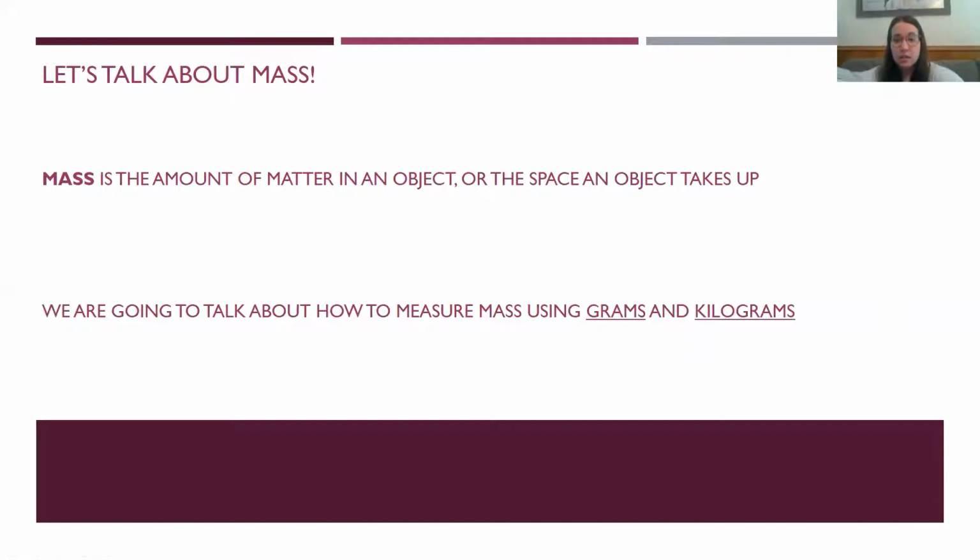It says let's talk about mass. Mass, what is that word? It's the amount of matter in an object or kind of the space that an object takes up. So how big is it? How much space does it have in our world? We're going to talk about how to measure that in grams and kilograms. Remember, those are the two words that we're going to learn today.